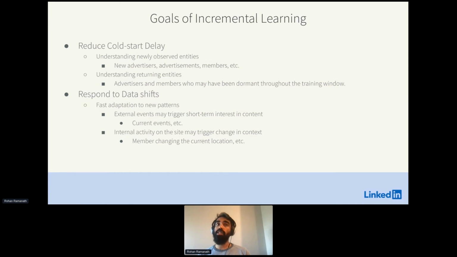But you could also have internal changes. You could have a member move from San Francisco to India, and then their job recommendation should suddenly change. Now, if they relocate, you have a lot of time to make these changes. But what if they're just traveling from one place to another? So you need to respond to these data shifts as fast as possible. To address these problems within the advertising ecosystem, we built out this nearline infrastructure.